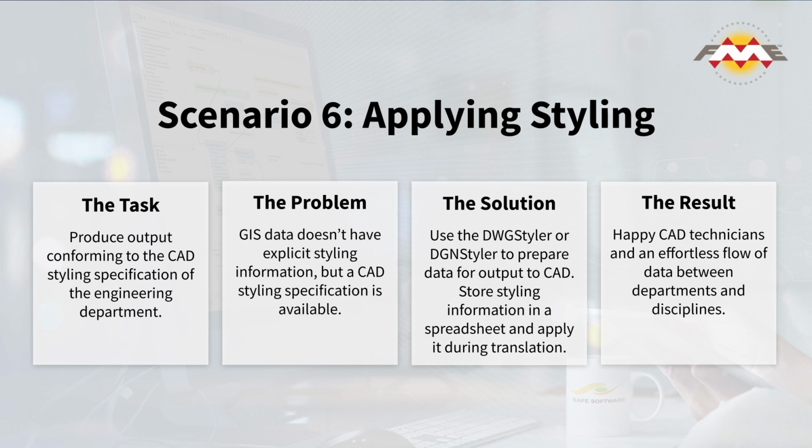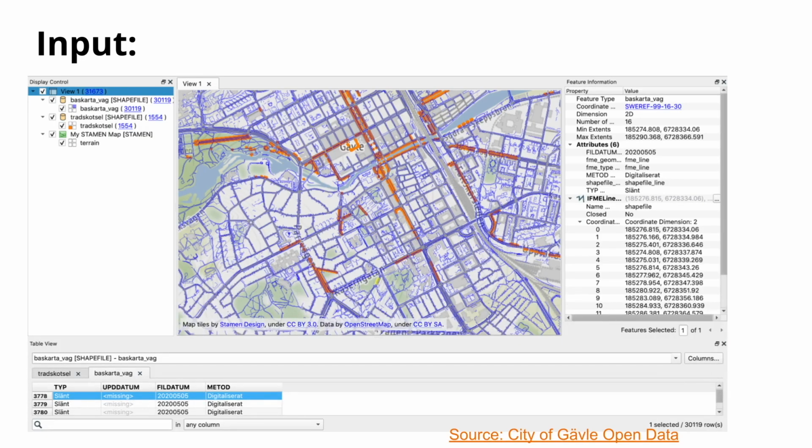We can use a styler transformer to prepare the output for CAD, and we also might store some of that styling information in a spreadsheet and apply it during translation, because we're going for happy CAD technicians at the end of the day and a fairly effortless flow of the data between departments and disciplines. That's what it's all about. So here's the input. We've got ourselves some of the features in the city of Gävle. They're inside of GIS, and we want to take them and we want to go out to CAD.